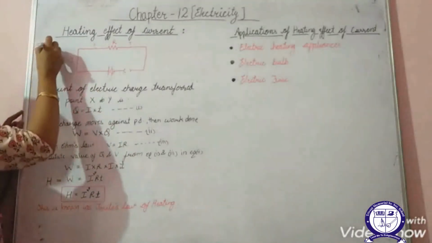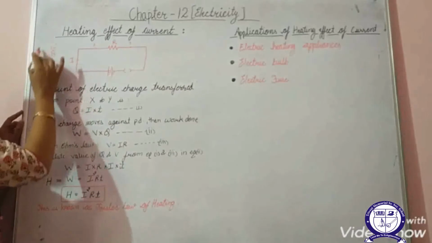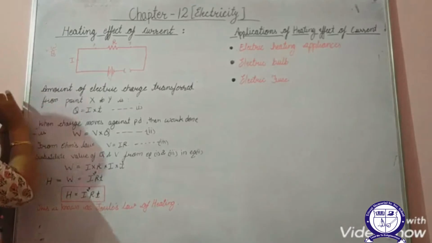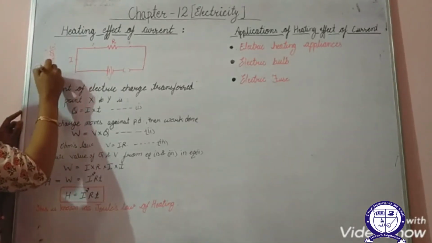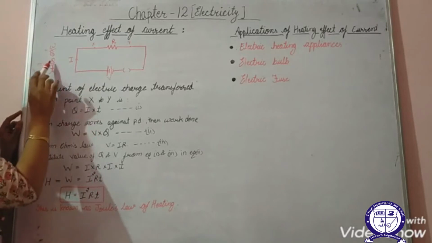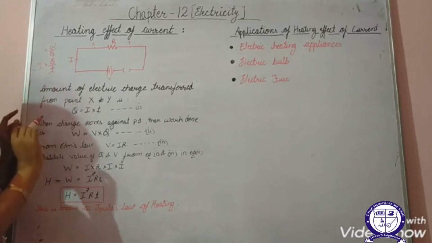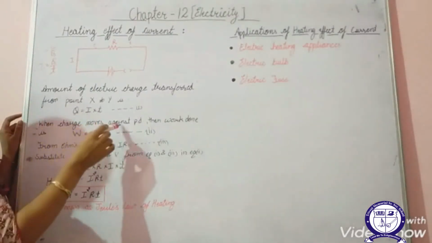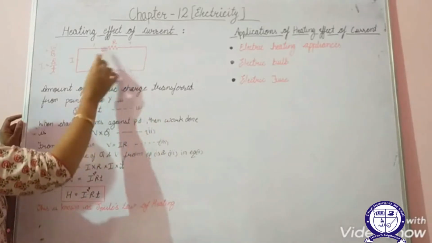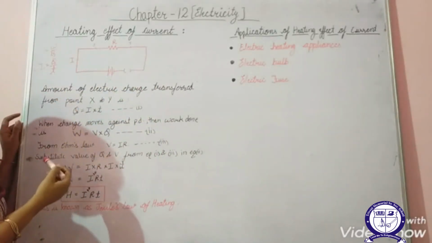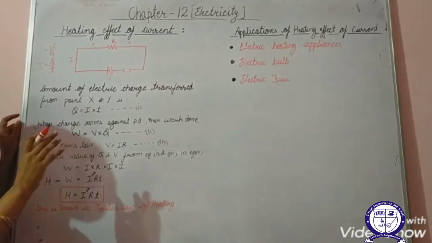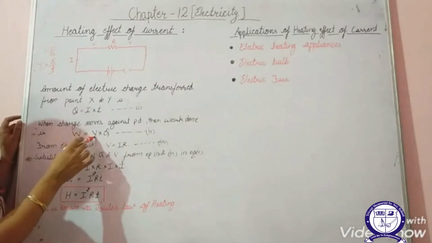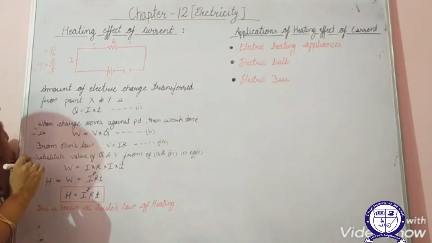Now we have studied the formula for current, I is equal to Q by T. From this formula we can determine the value of Q, that is Q is equal to I into T, because charge here flows because of the current. Now when the charges move against the potential difference, then some amount of work is done. That magnitude of work is given by V into Q, where V is the potential difference and Q is the charge.